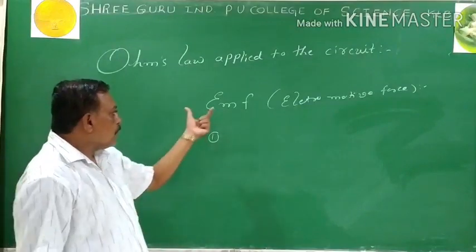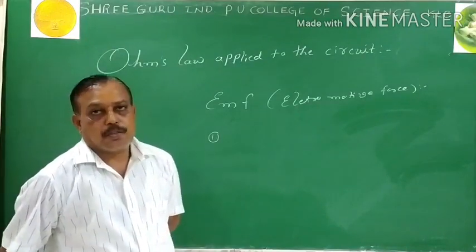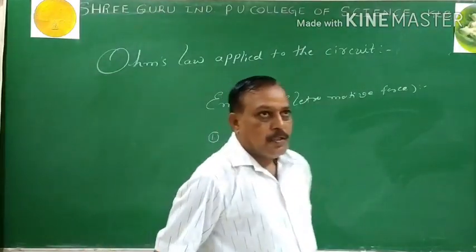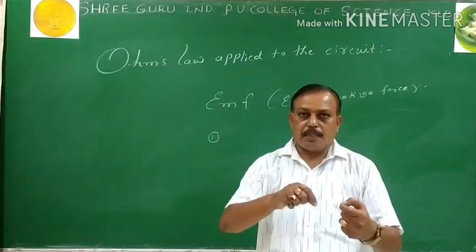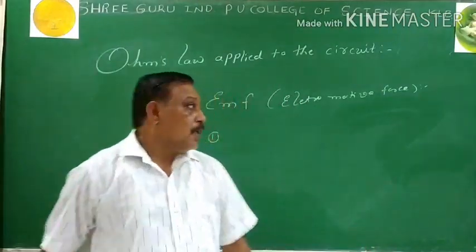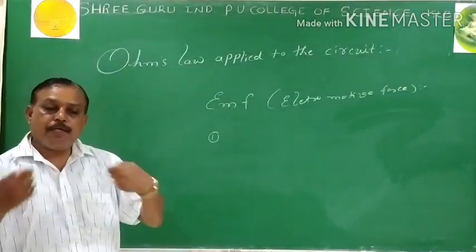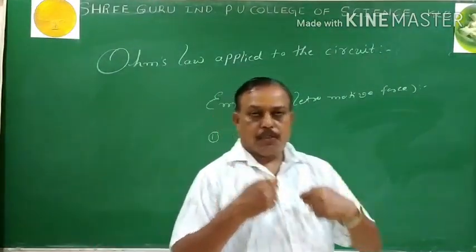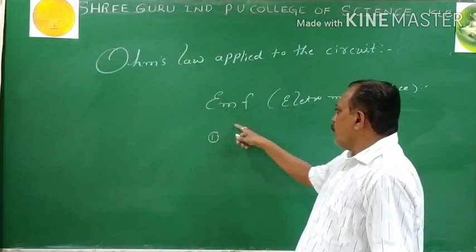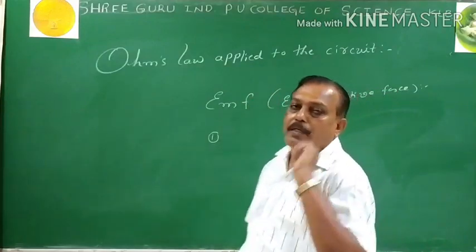What is the SI unit of EMF? EMF is measured in volt. Then, EMF depends on which factors? While making the cell, chemical energy is converted into electrical energy. While making the cell, we use the electrolyte solution and the electrodes. So EMF depends on the nature of the electrodes used and on the nature of the electrolyte solution.